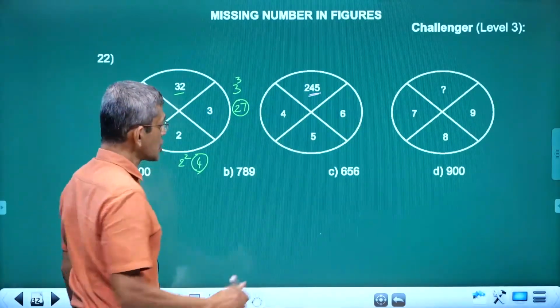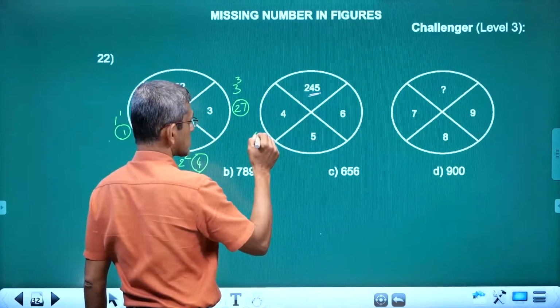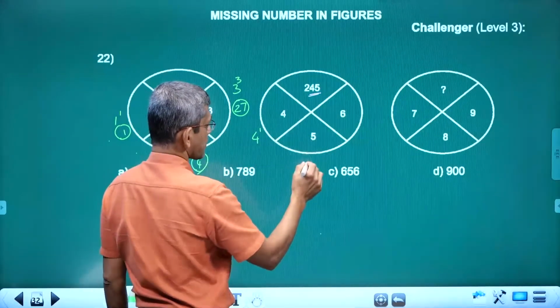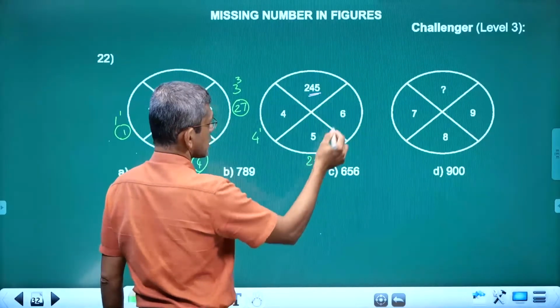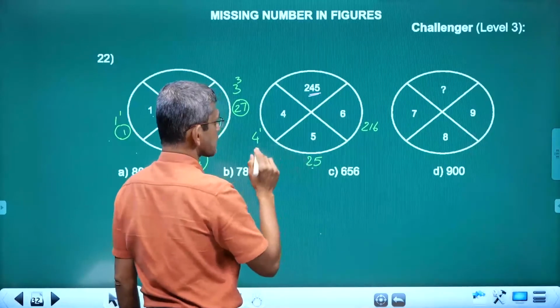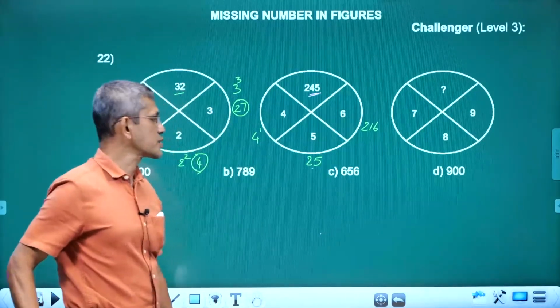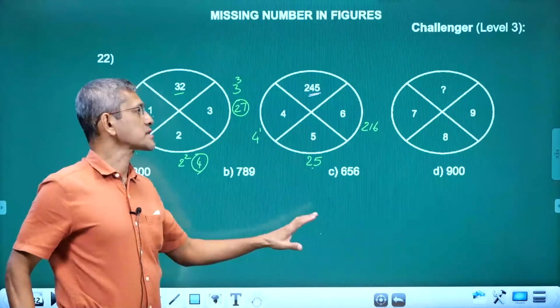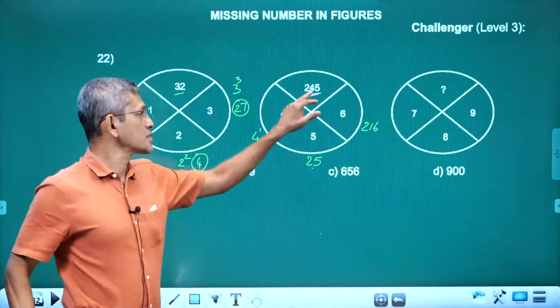Let's try that. So this is 4 raised to 1. 4 raised to 1 is 4. And well, 5 square is 25. And 6 cube is 216. So 216 plus 25 plus 4. So 216 plus 29. 25 plus 4, 29. Or 215 plus 30, 245.